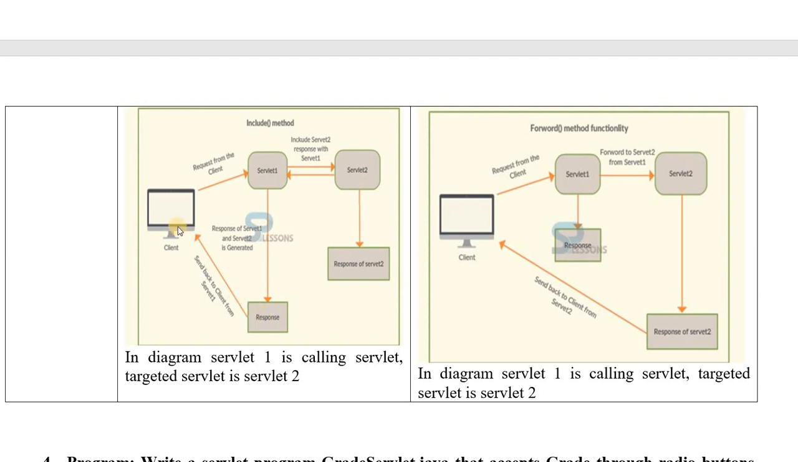So user को किसका response जाता है? servlet 1 plus 2 का. But भेजता कौन है? servlet 1. Correct? Forward method में क्या होता है? The client sends the request to servlet 1. Servlet 1 will forward the request to servlet 2. Servlet 2 will generate the response and client को किसका response जाता है? servlet 2 का. The client receives the response from servlet 2.